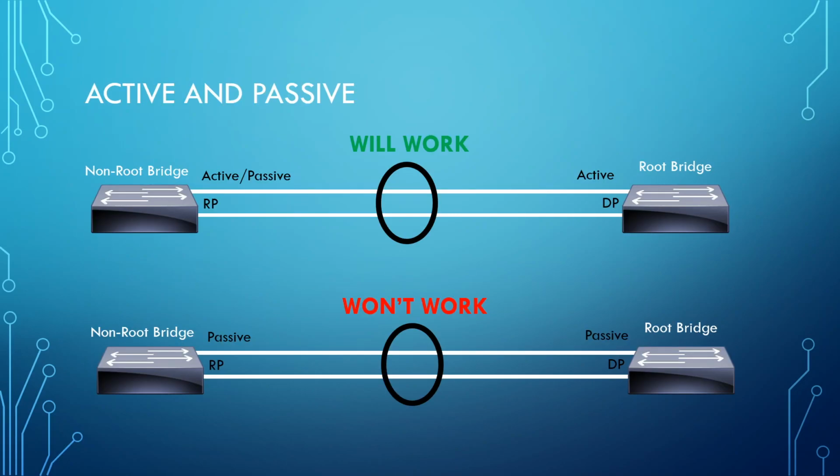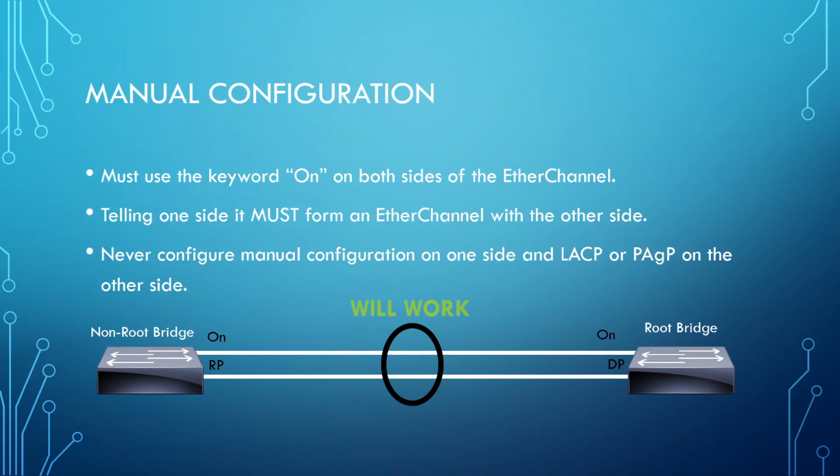Now, this is how it works again. So obviously one side of the Ether channel has to be active. It could be this side or that side, it doesn't really matter. And the other side can be active or passive. If we have passive on both sides, it won't work because they're both laid back. They're both waiting for the other side to begin the negotiations. So guess what? They're not going to be actively discussing or actively trying to negotiate which links should be added to the Ether channel. And then we have the last method, which is the brute force approach.